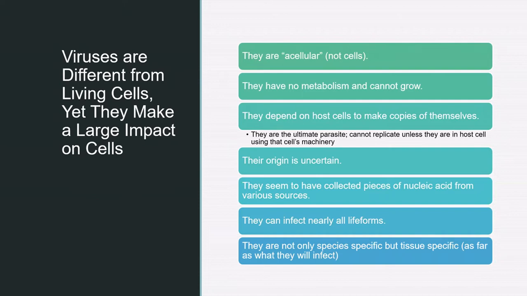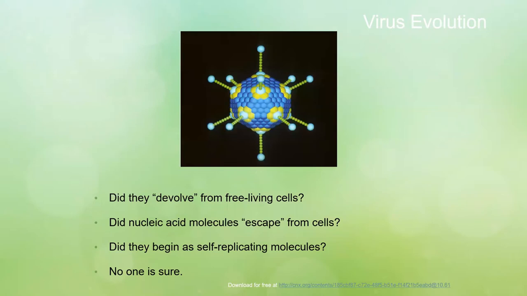Their origin is uncertain. They seem to have collected pieces of nucleic acid from various sources, can infect nearly all life forms, and they are not only species specific, but tissue specific as far as what they will infect. Did viruses devolve from living cells? Did nucleic acid molecules escape from cells? Did they begin as self-replicating molecules? No one's sure. We don't know how viruses evolved.